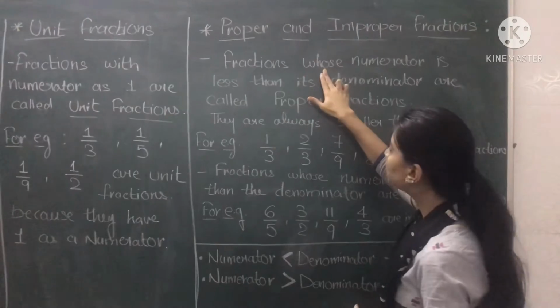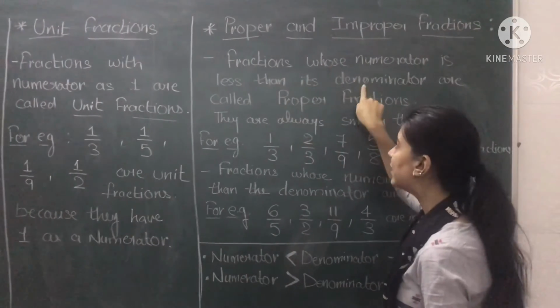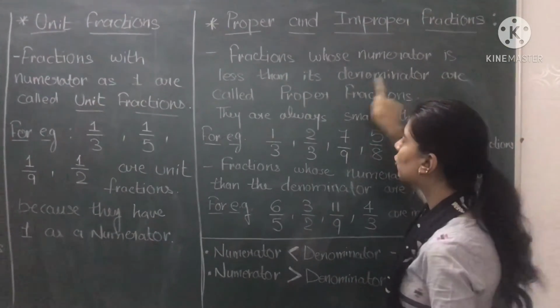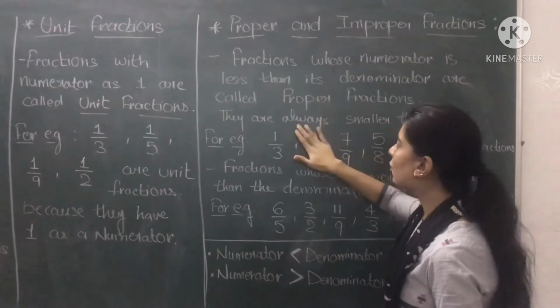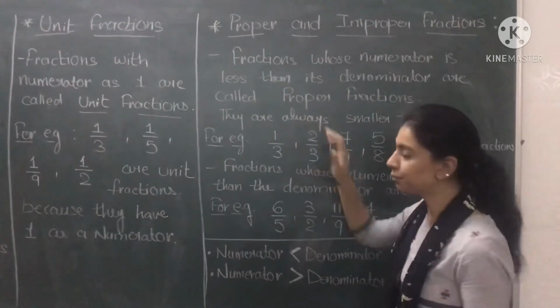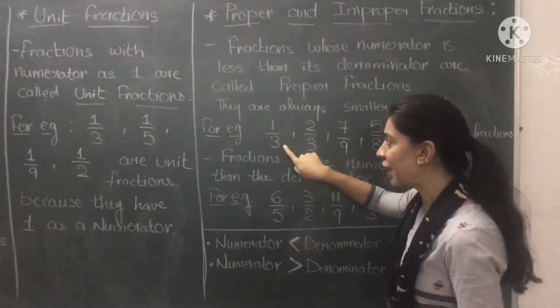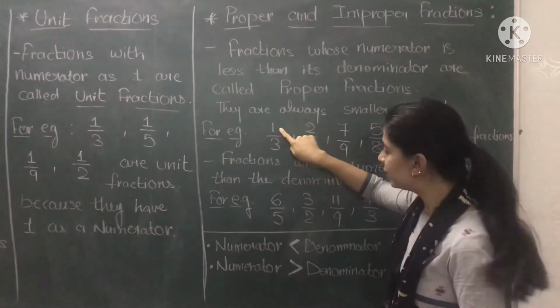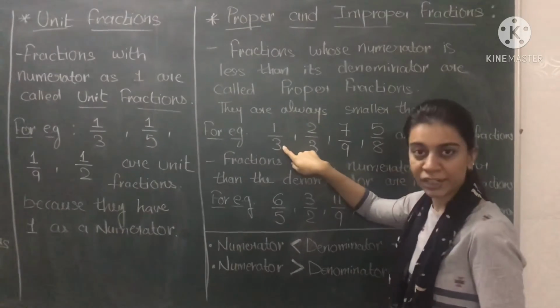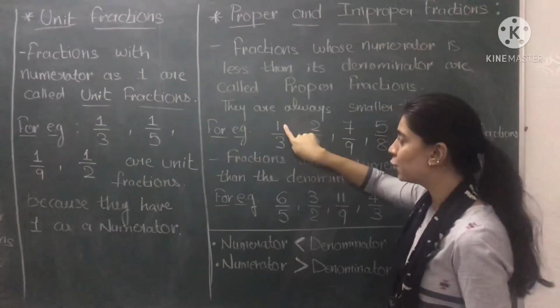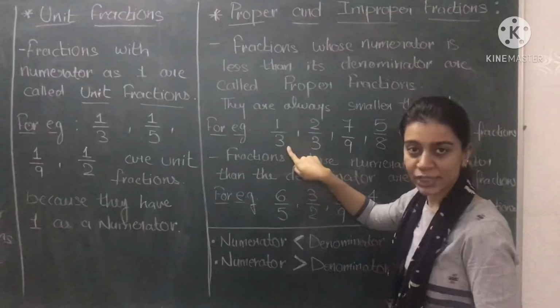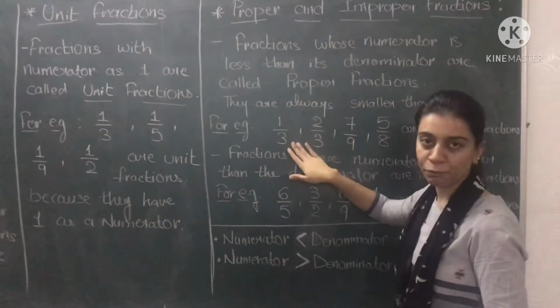Fractions whose numerator is less than its denominator are called proper fractions. They are always smaller than 1. For example, 1 by 3. In this fraction, the numerator is smaller than the denominator. Denominator is 3, numerator is 1. 1 is less than 3. So 1 by 3 is a proper fraction.